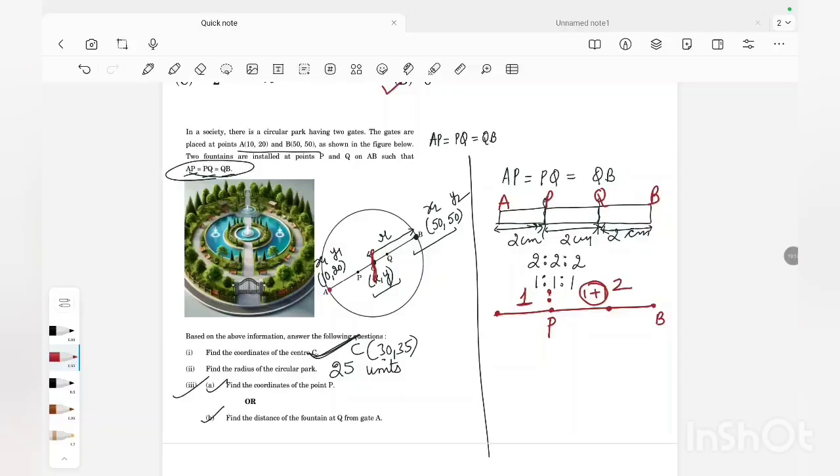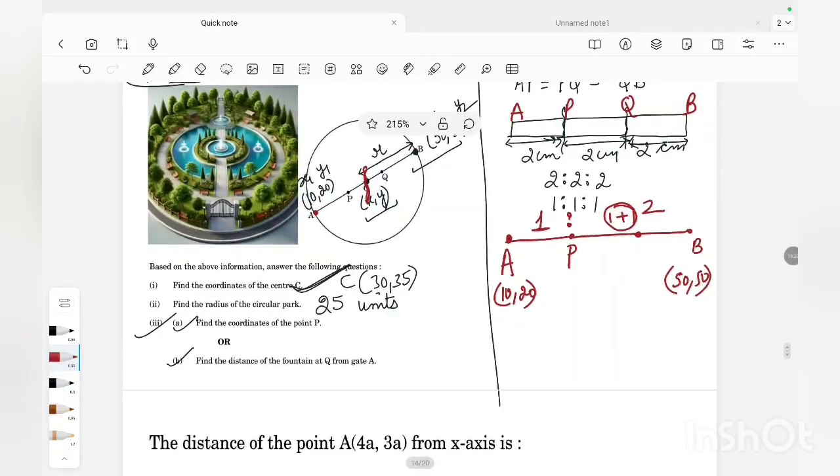Now you can calculate the value of P by the section formula. You know what is A, you know what is B, right? A is (10, 20) and B is (50, 50). Apply the section formula, do it yourself and check your answer side by side. You know the formula already, I am not writing it again and again. This is for the last time I am writing the formula.